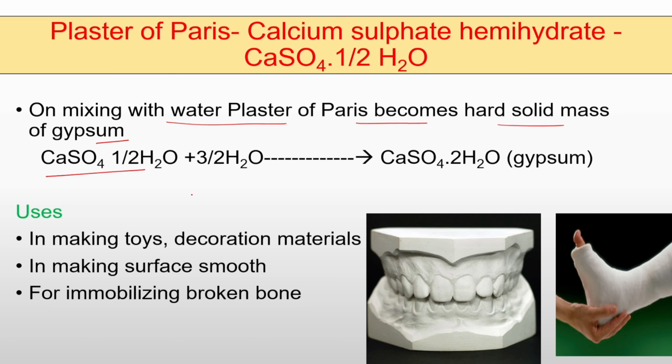So this reaction, hemihydrate plus 3/2 H2O, forms gypsum. So what is the use of this POP? It is used in making toys, decoration materials, our homes. We have a lot of false ceilings and so many things for decoration purposes to make the surface smooth. So we do use POP for plaster and to make the surface smooth.